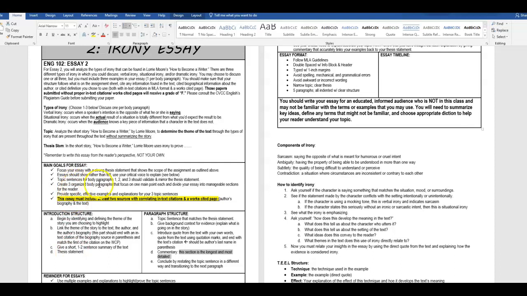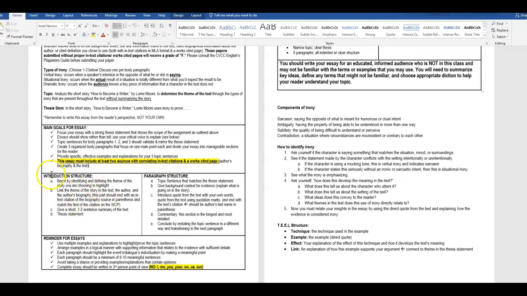Okay, to create 3 body paragraphs, organize body paragraphs that focus on one main point each, and divide your essay into manageable sections for your readers. Okay, you should have effective examples and explanations for your 3 topic sentences, and this essay must include at least 2 sources with correlating in-text citations and a works cited page. So the first one is the author's biography, which occurs in the introduction, and then the next one comes from the text, which are in the 3 body paragraphs. Here is your introduction structure, and here is your paragraph structure. We're going to go over those in detail in a moment.